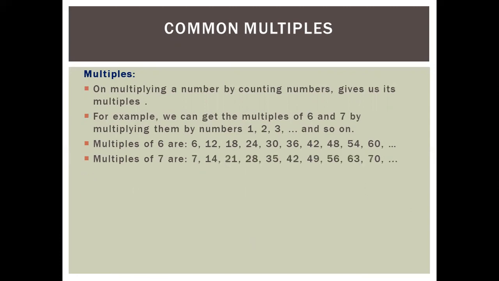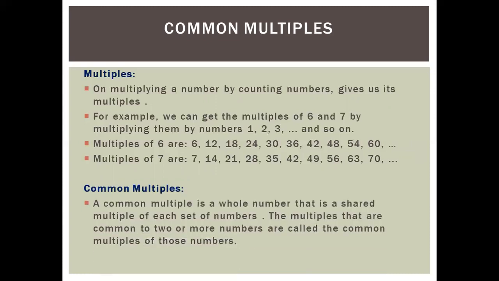These are the multiples of 6. Now multiples of 7, again we will multiply the number by counting numbers like 7 ones are 7, 7 twos are 14, 7 threes are 21. These are the multiples. What are the common multiples, children? Whenever we look for the multiples common between two different numbers, those are common multiples. A common multiple is a whole number that is a shared multiple of each set of numbers, the multiples that are common to 2 or more numbers.